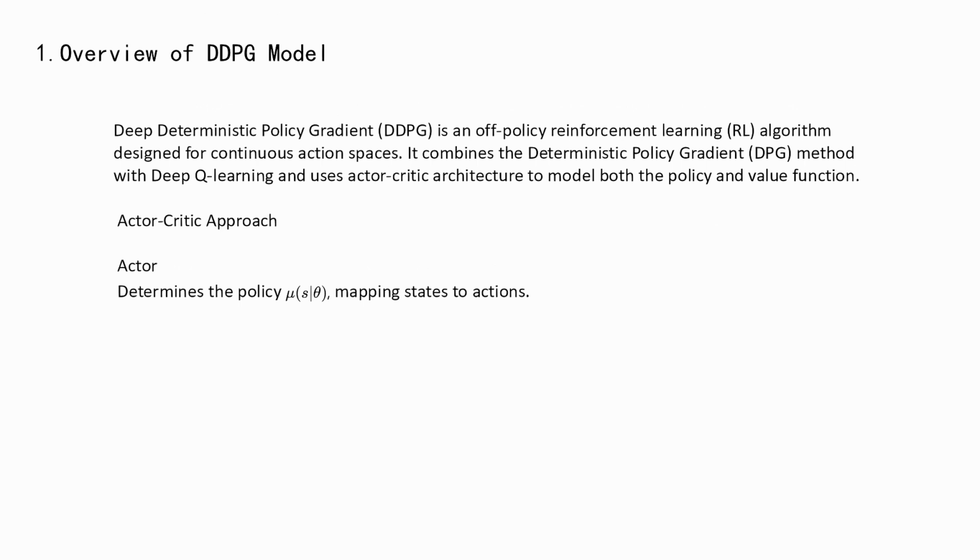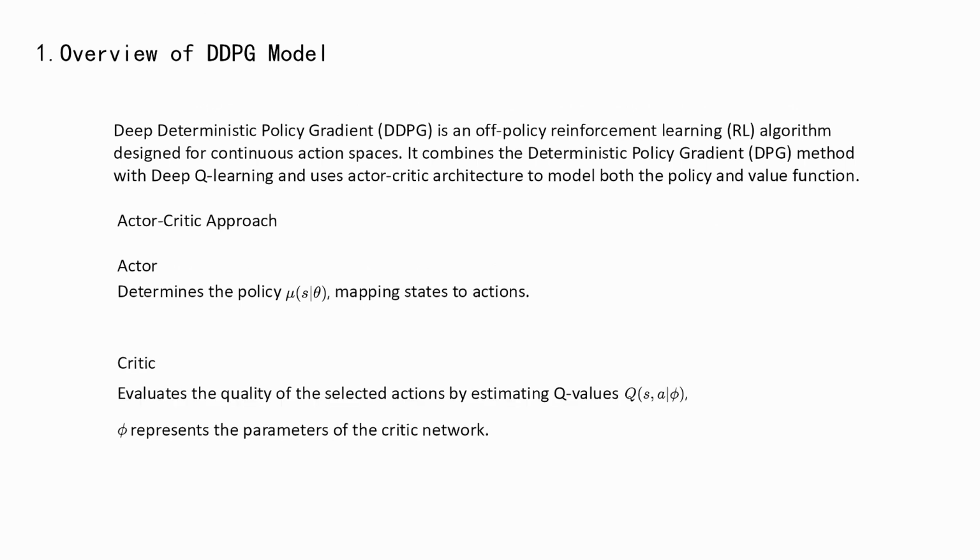The Actor determines the policy, mapping states to actions. The Critic evaluates the quality of the selected actions by estimating Q values, where phi represents the parameters of the critic network. DDPG works efficiently in environments with continuous action spaces.